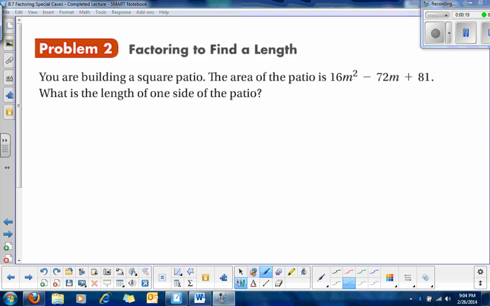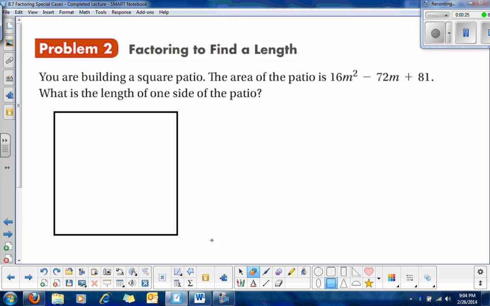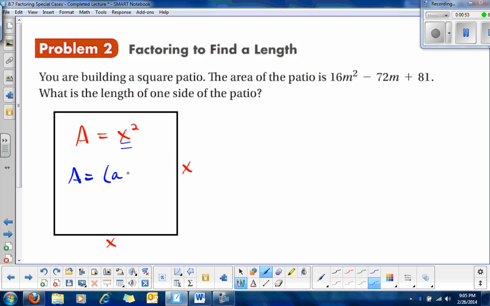Well, of course, you know I like to draw a picture, and when we draw a picture, it says here that we have a square patio. So if I have a square patio, that means all my sides are the same, right? So if I multiply x times x, that's going to give me my area, so that's going to be x squared. Now, if x just happens to be a binomial in the form a plus b or a minus b, then my area is going to be equal to an a plus b quantity squared or an a minus b quantity squared.